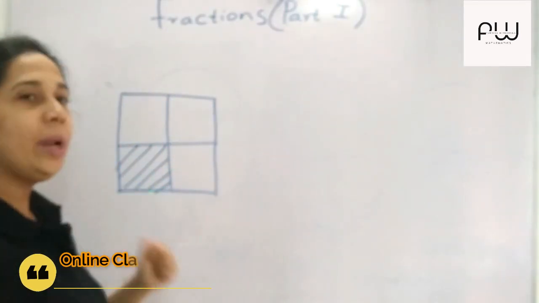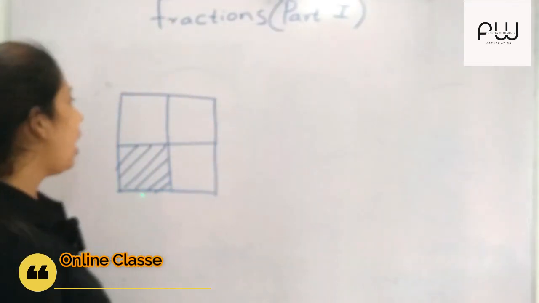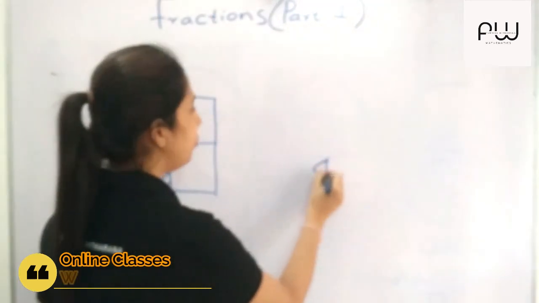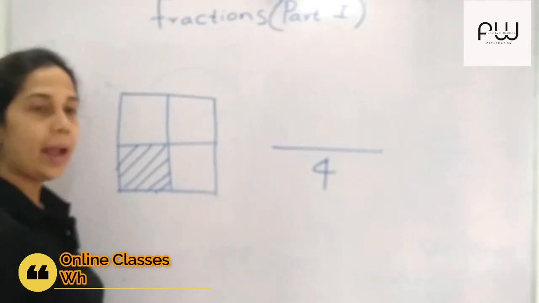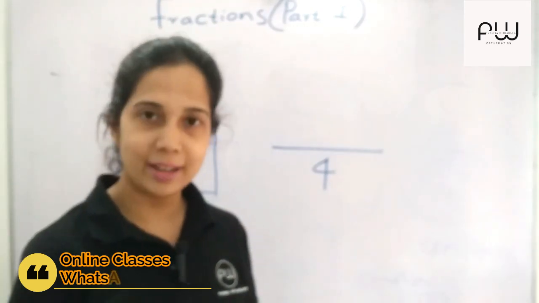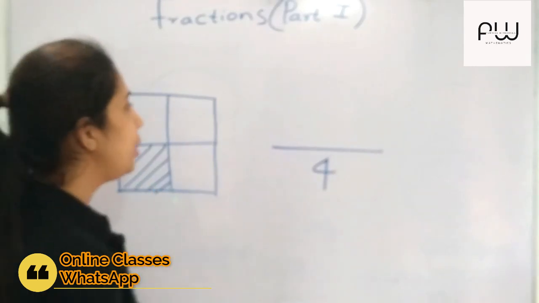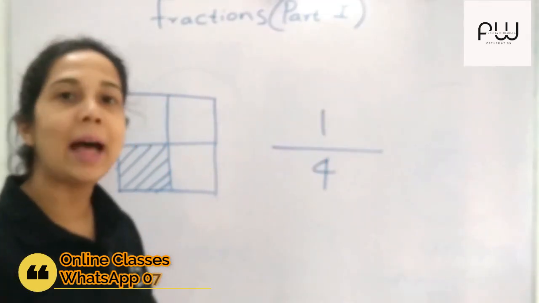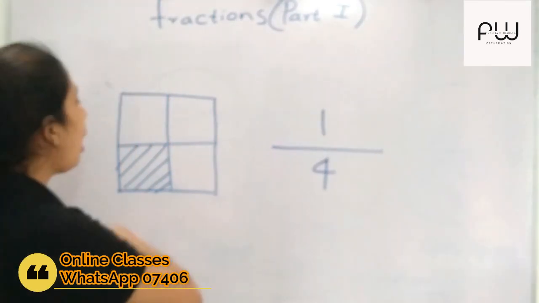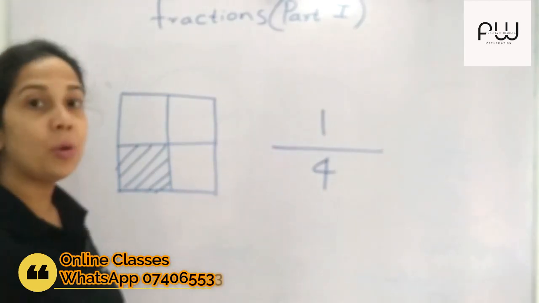You can count how many equal parts are there in the given figure. In this figure, how many equal parts are there? 1, 2, 3, 4. Then you can write 4 below the line. And then you can count how many parts are shaded. Only one part. Then you can write 1 above the line. So here one part is colored out of 4 equal parts, so you can write 1/4, 1 over 4.